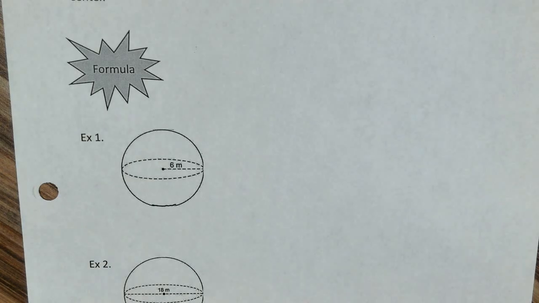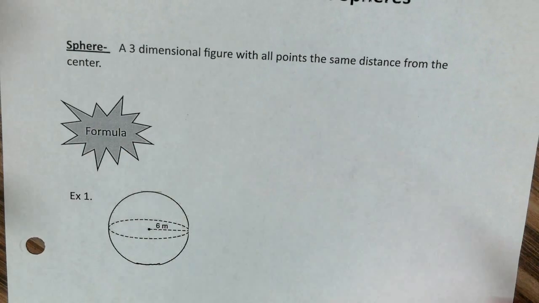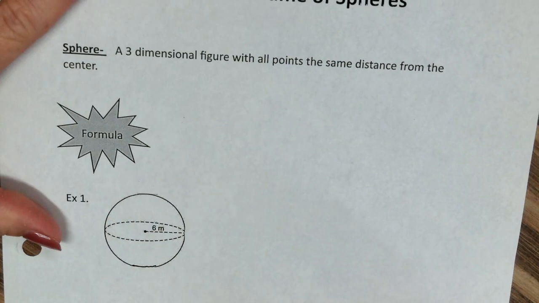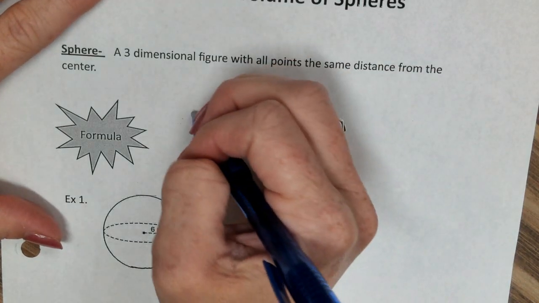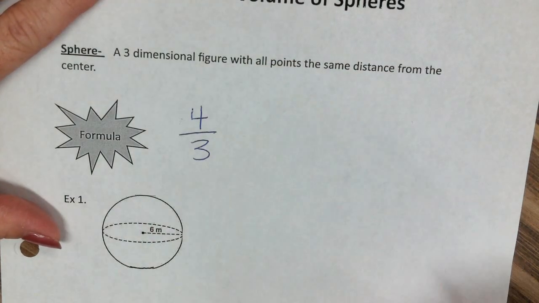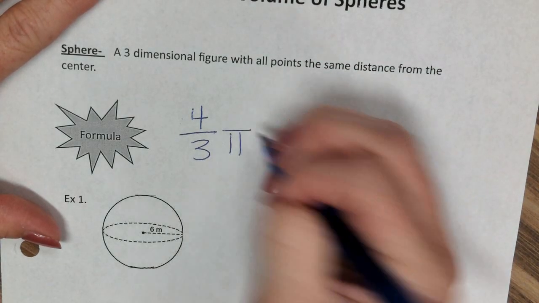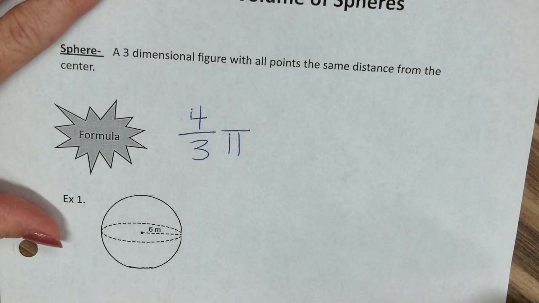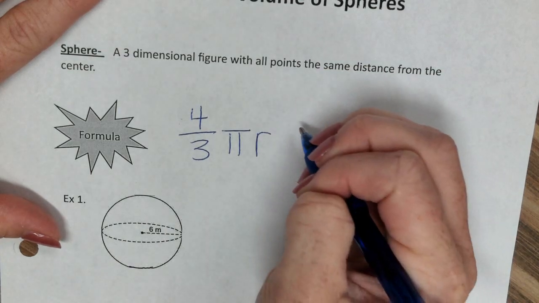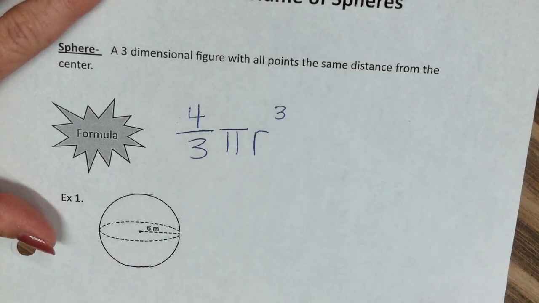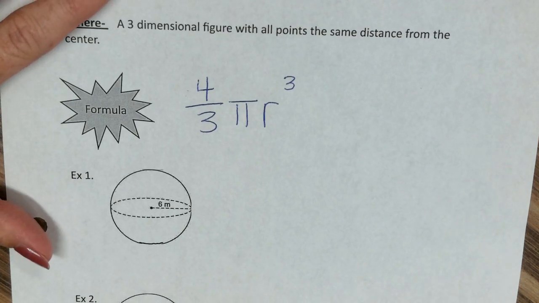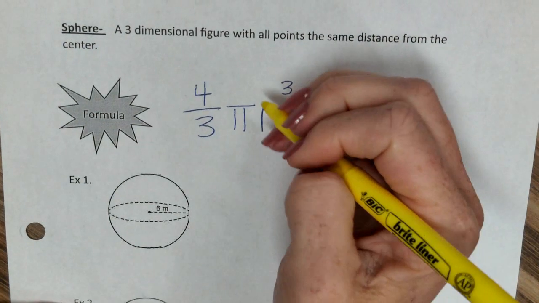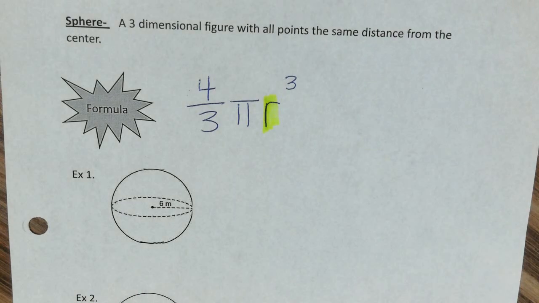So let's write our formula down right here. Again, our formula comes from our star chart. It is 4/3 times pi times the radius to the third power. So again, the only piece you need today is the radius, the r.